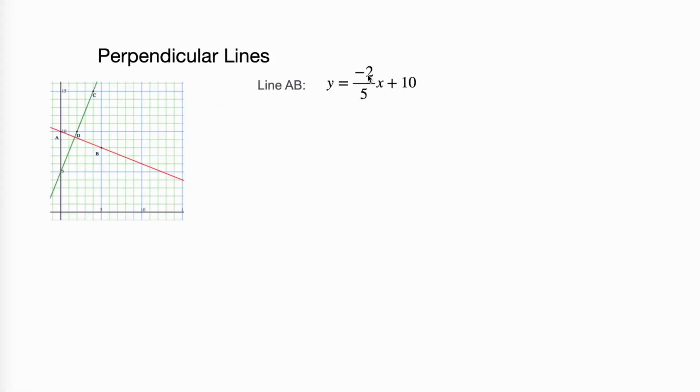Line AB is y equals negative 2/5 x plus 10. Line C, the b value is 5. The slope, the delta x is 2, and the delta y is positive 5. It's y equals positive 5 over 2 x plus our b value 5. The b value can be the same. We can make that 10. It's still going to be perpendicular. The b doesn't really matter.